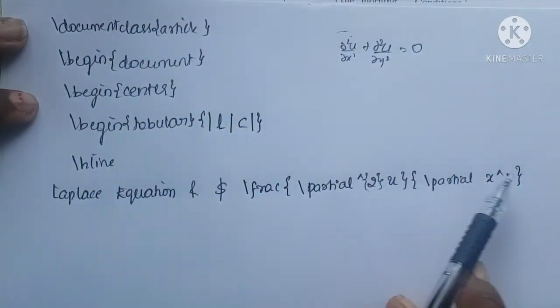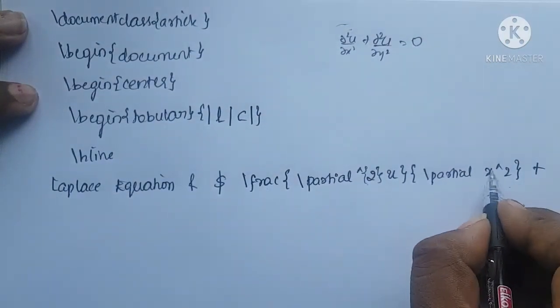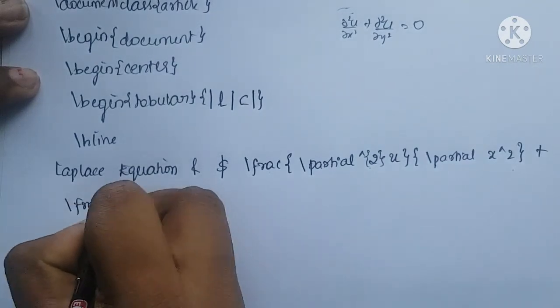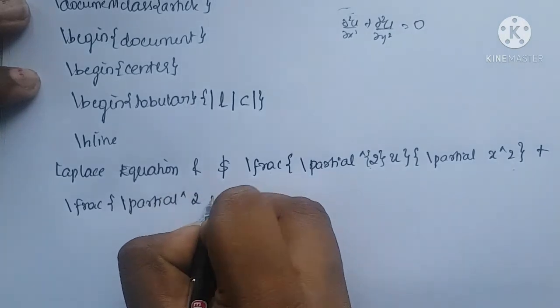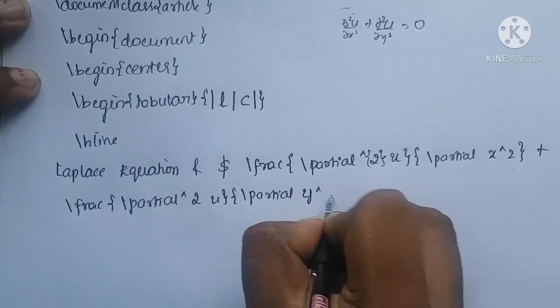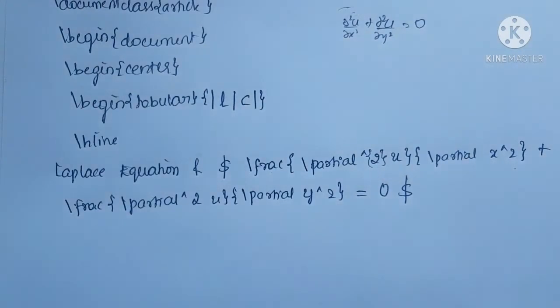Dou square u by dou x square, done, plus what is next term? Dou square u by dou y square. Same term, just replace x by y. So \frac{\partial^2 u}{\partial y^2} equals 0. Equation is ending, so I am mentioning it by dollars. Got it? Dou square u by dou x square plus dou square u by dou y square equal to 0.